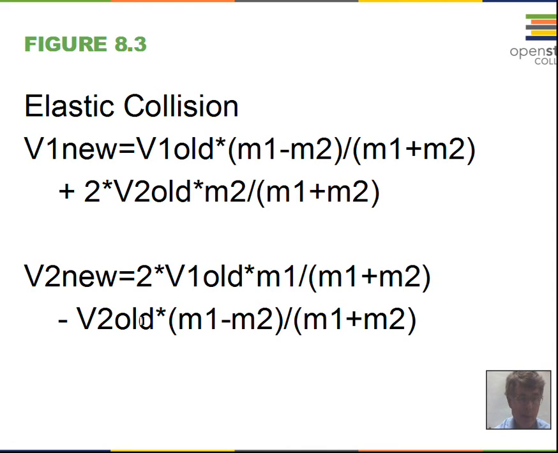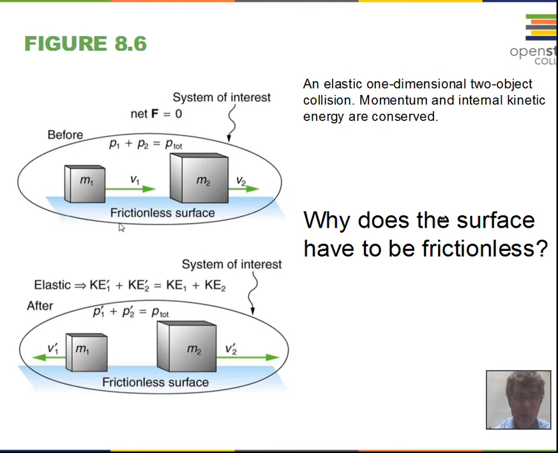We can easily calculate using the principles of conservation of energy and kinetic energy and momentum. The algebra gives us these two equations and gives us an easy way to do the calculation. Here's an example: small mass, large mass, and a frictionless surface. Why does the surface have to be frictionless? The net external force has to be 0. Friction would be an external force, so we need a frictionless surface.